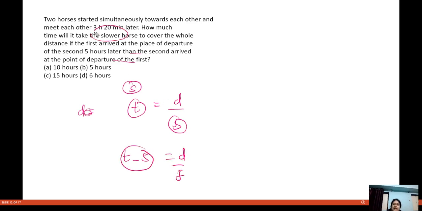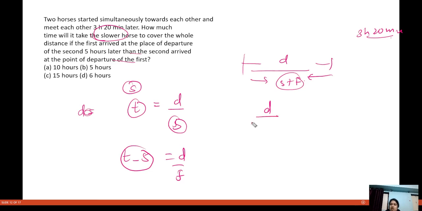Now they are traveling towards each other, covering the distance D in 3 hour 20 minutes. The relative velocity is what? S plus F, that is the velocity of the faster horse plus the slower horse. So you have S plus F, and this is equal to 10 by 3. We already know that 10 by 3.